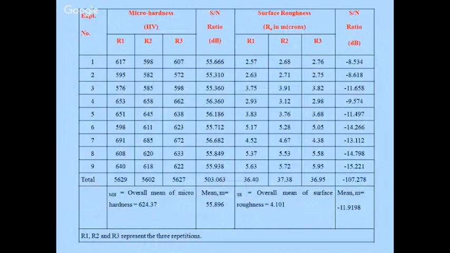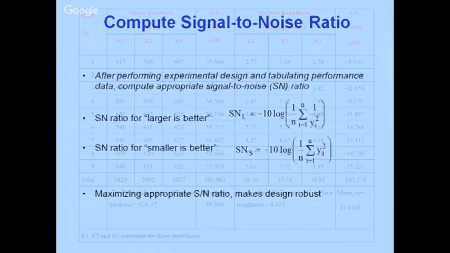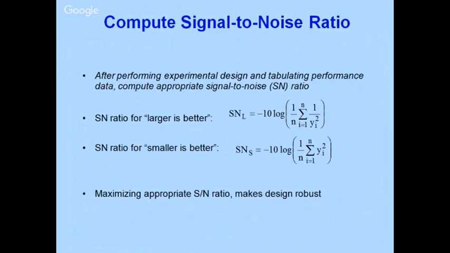So this I have taken. Now these are the values. Like I said, we have noted down the value for each, micro hardness as well as surface roughness. So for each experiment, I have 3 values which I have taken over here. Okay. Then what I need to do is calculate the signal to noise ratio. For this, the formula is given here.